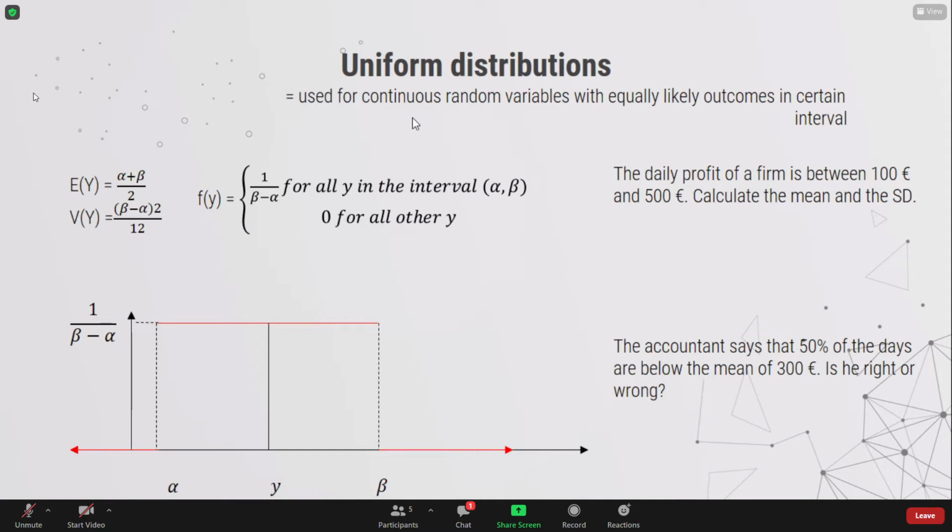So in our case, we have f of y, and our function has this constant value in case it's between a and b, and 0 for any other number that is outside of those intervals. So we have a constant line here, and everything else is just 0. We have to calculate again the mean and the standard deviation, if we know that those numbers here are 100 and 500.